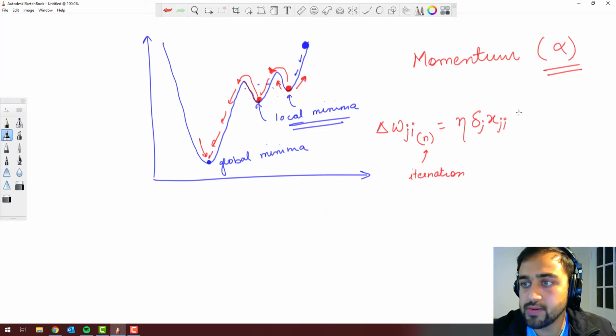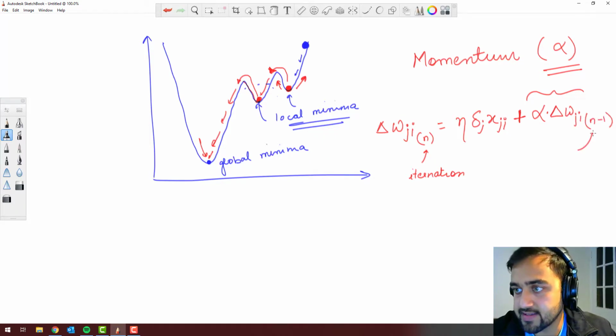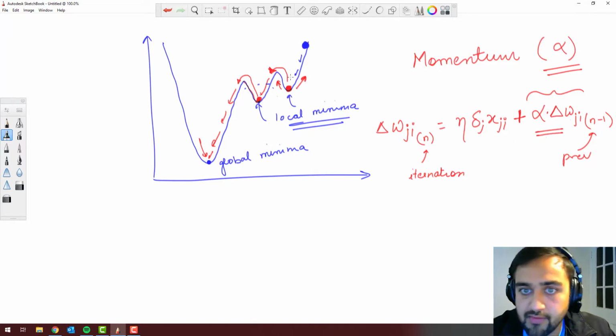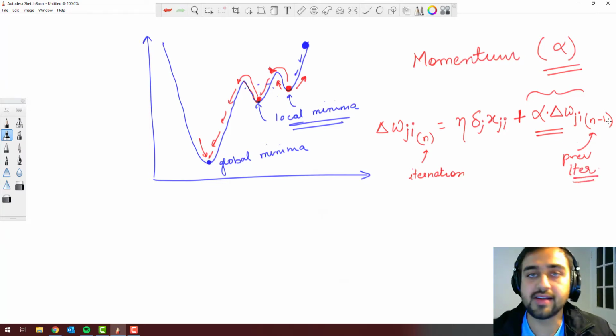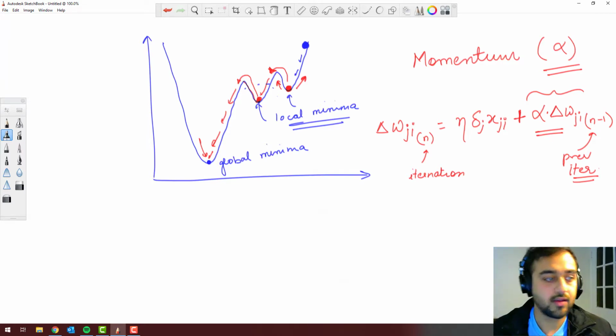Now in this, what we do is we introduce momentum such that we introduce a new term, delta wji of the previous iteration, multiplied with alpha, added to the original delta wji that we had, to calculate the new delta wji, right? This particular term will give enough momentum to the ball to get it over the local minima, right? So this is basically the previous iteration. So using the value of delta w from the previous iteration, we multiply it with alpha to find the global minima.